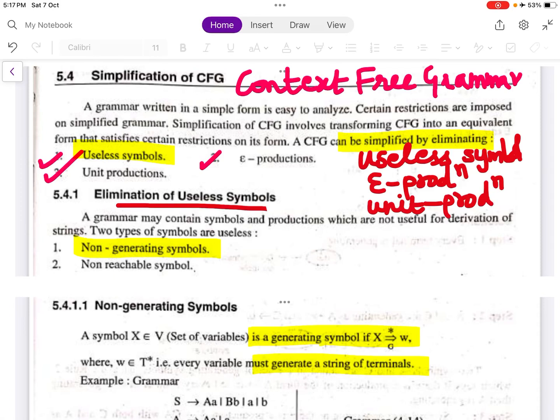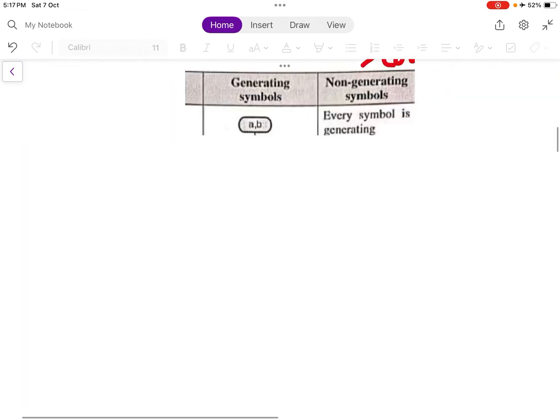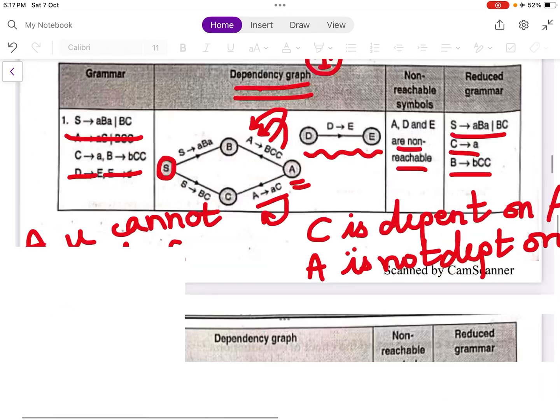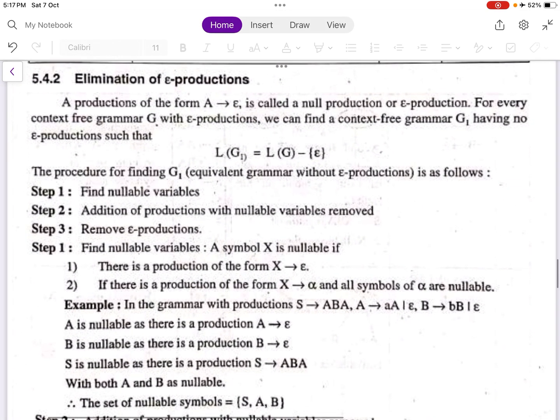So in simplification of context-free grammar, the first part was useless symbols. The second part is elimination of epsilon productions. So we'll see the second, that is, elimination of epsilon productions.